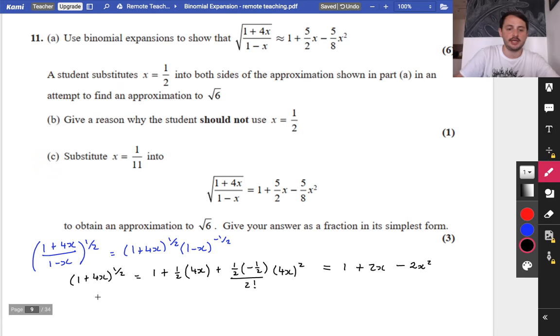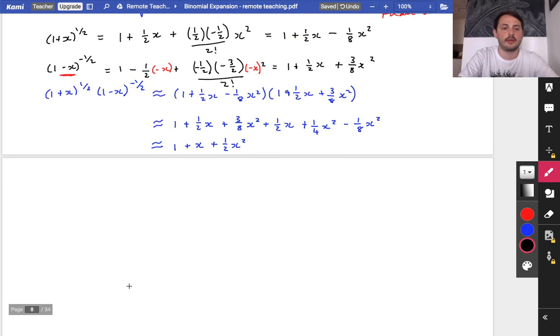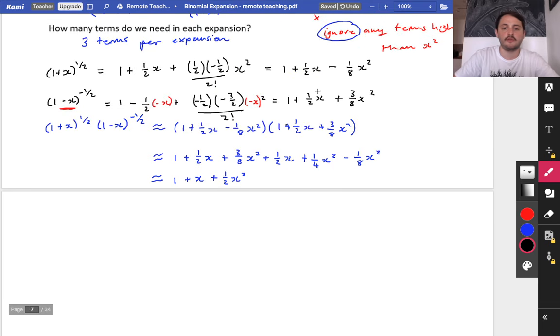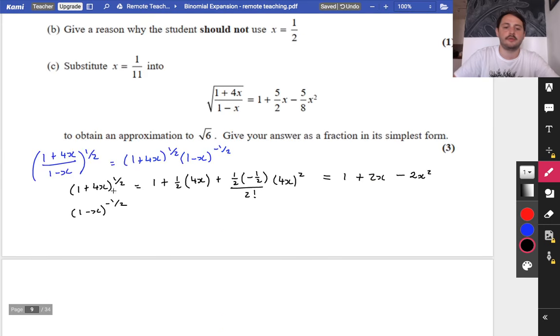Now I'm going to be a bit cheeky. I'm going to use what we've done on the previous page. (1 minus x) to the minus a half. If I scroll up here, (1 minus x) to the minus a half is 1 plus a half x plus 3/8 x squared. Oh my god, am I going to remember that? 1 plus a half x plus 3/8 x squared.